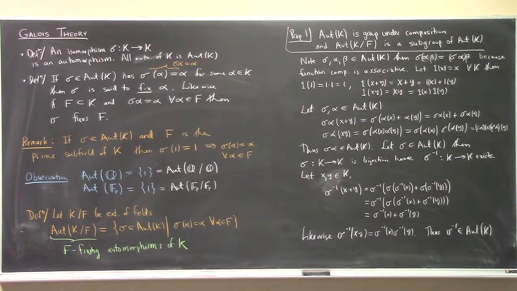And it's not hard, right? But there is something to say here. Now the second part of the proposition is genuinely new stuff. Why is it that the F-fixing automorphisms of K form a subgroup of aut K? How shall we prove that?